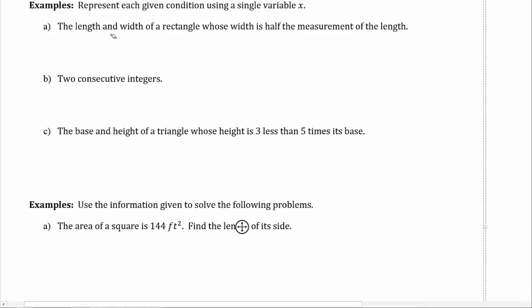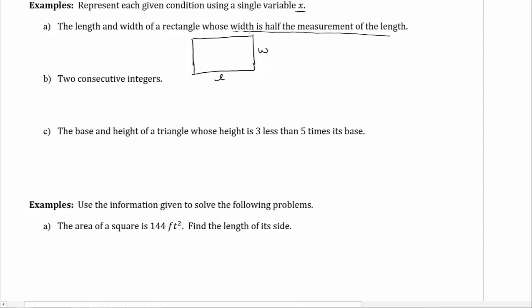So we have the length and width of a rectangle whose width is half the measurement of the length. Anytime you can draw a picture of the situation, you should always do that. So we have a rectangle, and it has some length and some width, and we know that the width is half of the measurement of the length, and we want to use the variable x in these problems. Here is the length, and here is the width of my rectangle.